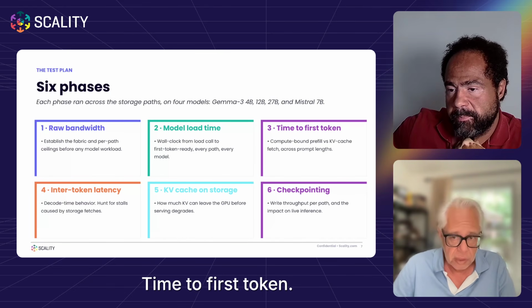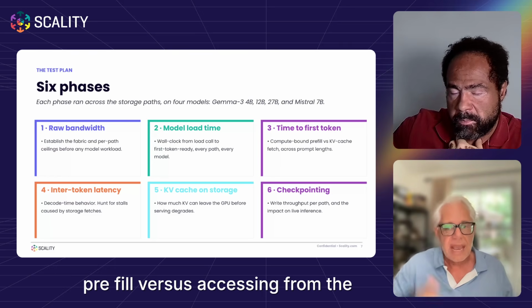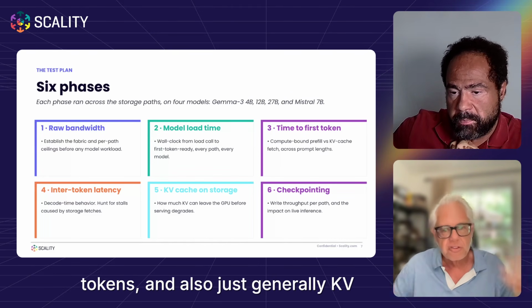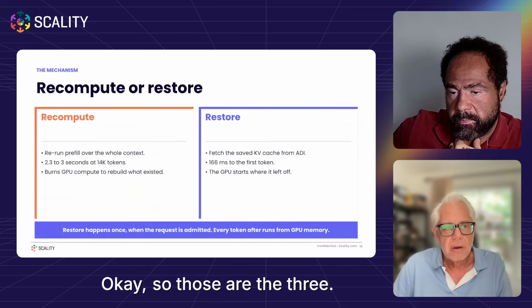Time to first token. This is really to check compute-bound prefill versus accessing from the KV cache. The latency between tokens, and also just generally KV cache: how much can leave the GPU before we start getting an impact? Okay, so those are the three.